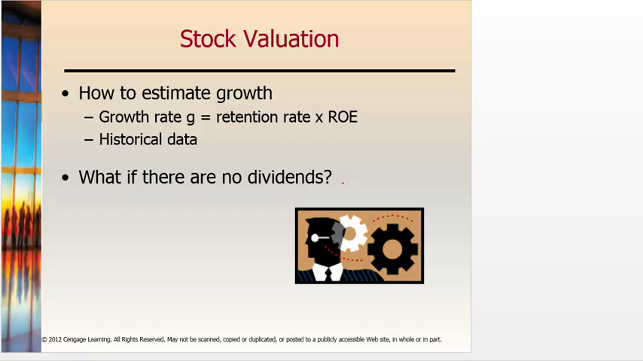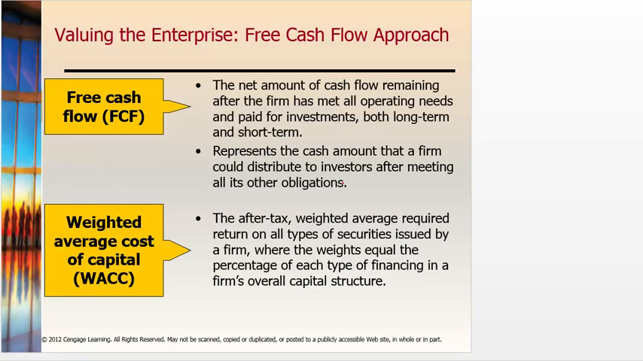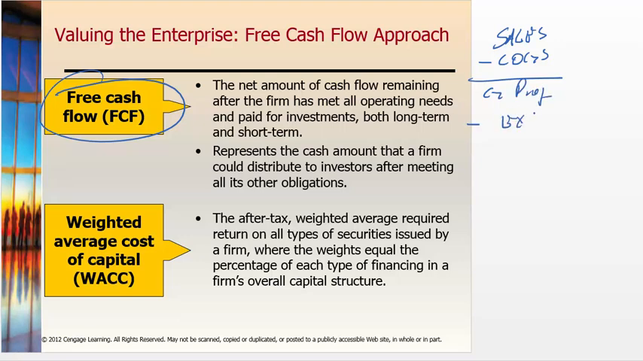What if there are no dividends? Well, you know what? I'll do it now and see what happens. If there are no dividends, then we have to use what's referred to as the free cash flow approach. The free cash flow approach is the idea that if we look at an income statement, sales or revenues minus COGS equals gross profit, minus expenses equals EBIT, minus interest and taxes gives me earnings.